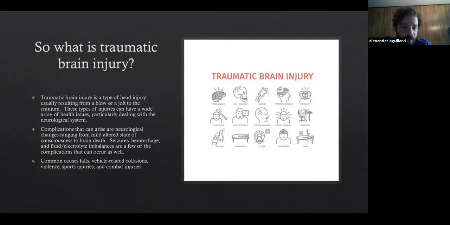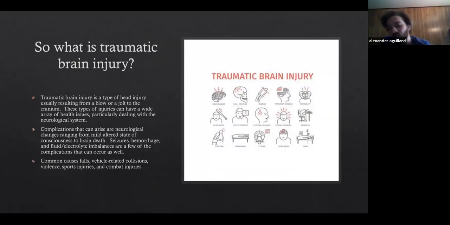So what is TBI, you might ask? Traumatic brain injury is a type of head injury usually resulting from a blow or a jolt to the cranium. These types of injuries can have a wide array of health issues, particularly dealing with the neurological system. Complications that can arise are neurological changes ranging from mild altered state of consciousness to brain death. So it's pretty serious. You can have seizures, hemorrhage, fluid electrolyte imbalances, and a few other complications that can occur as well.